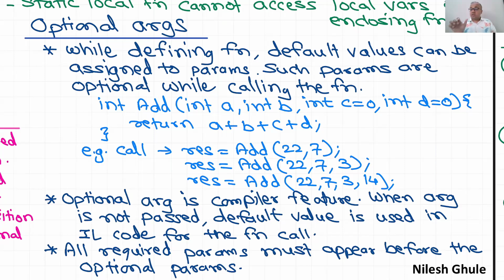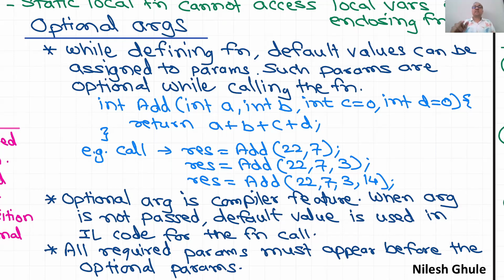And please note, a very, very important thing: you cannot make a certain in-between parameter with the default value or as an optional parameter. All optional parameters in the function definition must be given after all required parameters. That is the reason first we have written the required parameters a and b, and then we have kept the optional parameters c and d. If you want, you can keep all four parameters as optional. That is absolutely allowed.